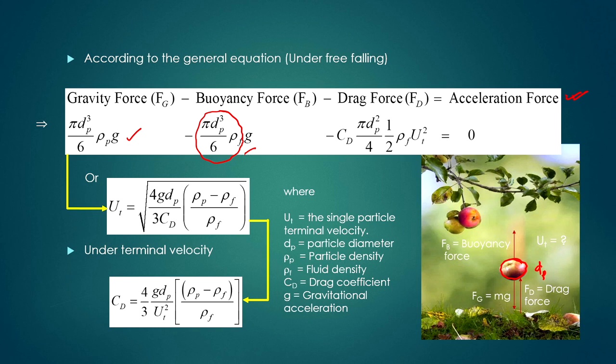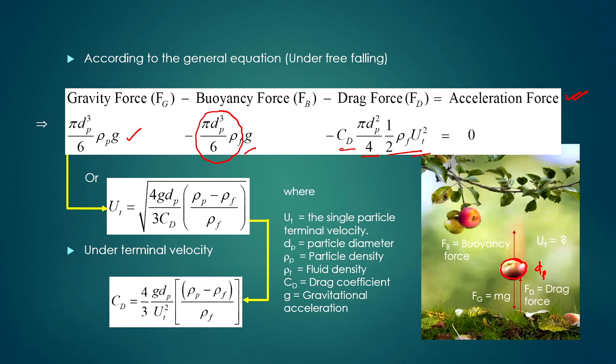And then drag force. Drag force we have already discussed in the previous class. So, drag force is basically CD into projected area into kinetic energy per unit volume, that is, the drag coefficient into projected area into kinetic energy per unit volume. This is the drag force as per the earlier definition. And here u is the velocity of the particle. Since we are considering that the particle falls with a terminal velocity, we can consider ut as the terminal velocity, and the acceleration will be equal to 0. Why? At this terminal velocity, there will be no acceleration force.